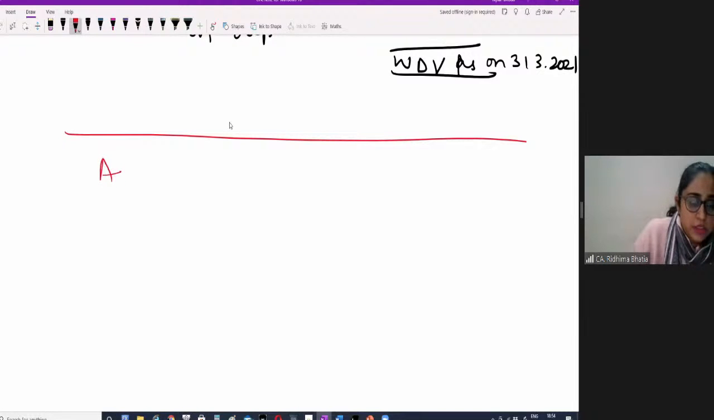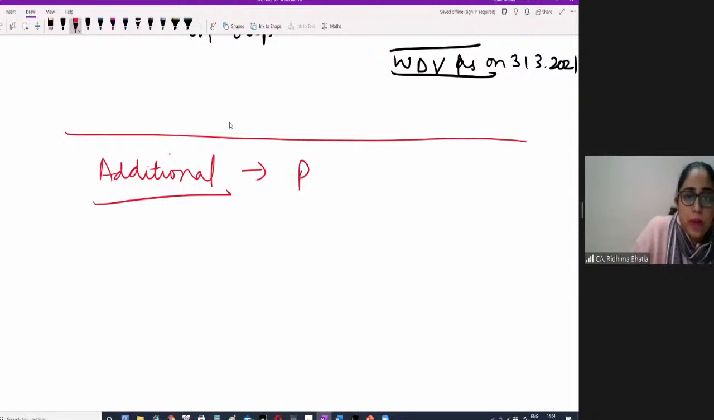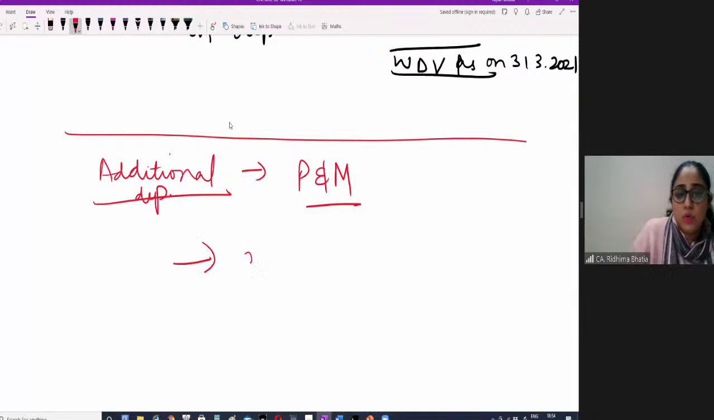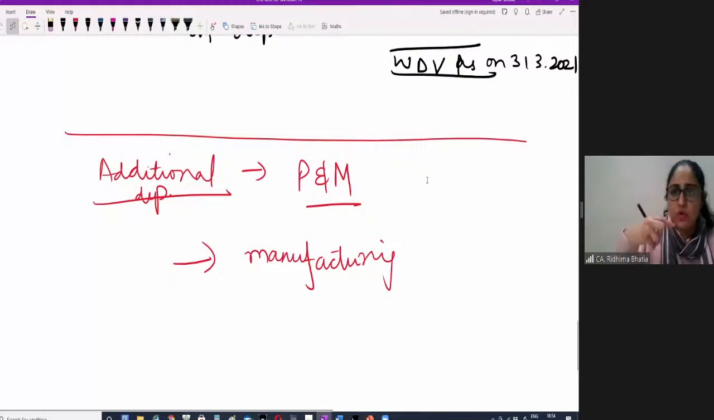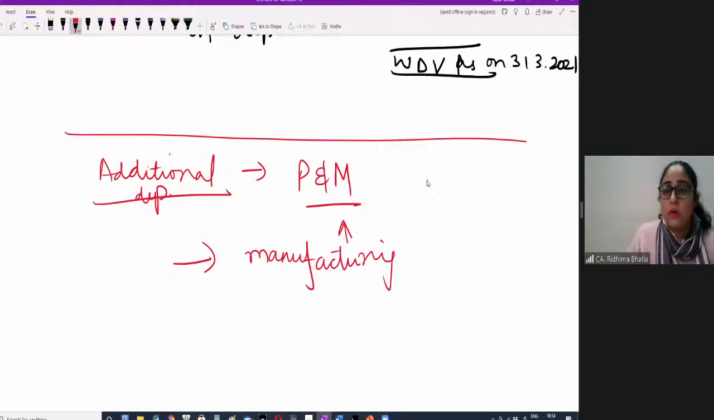Now, first of all, additional depreciation is a concept strictly for plant and machinery. Secondly, this is only for the assessees who are into manufacturing. So anyone who is into trading will not get the additional depreciation. Obviously, they are entitled to the normal depreciation, but not the additional depreciation. Additional depreciation is only on plant and machinery, not on buildings, not on furniture and fittings.